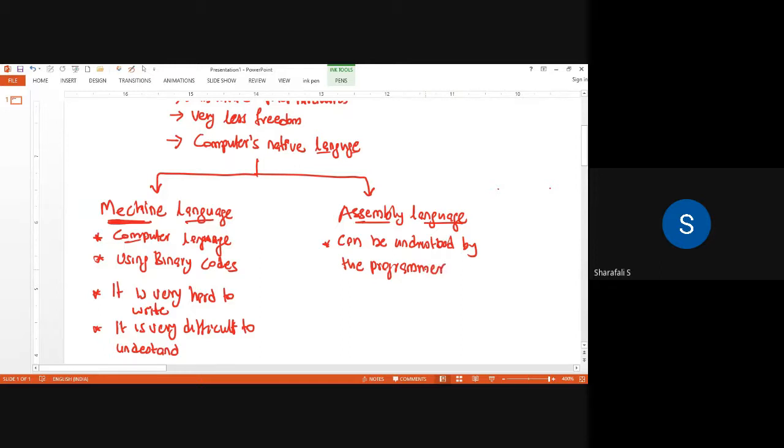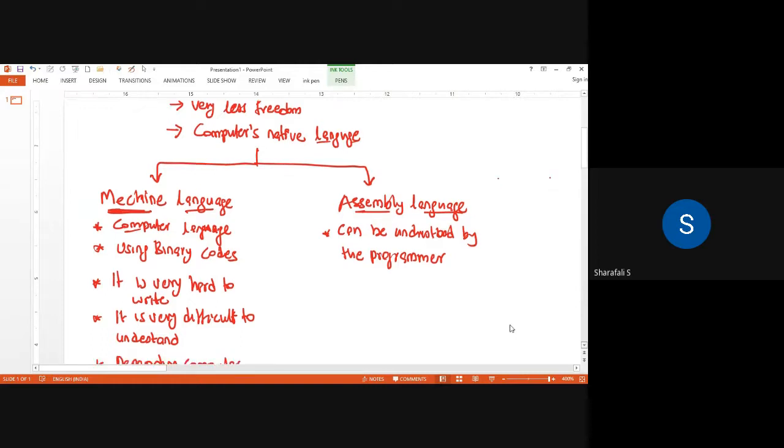And also, the computer cannot understand it directly.